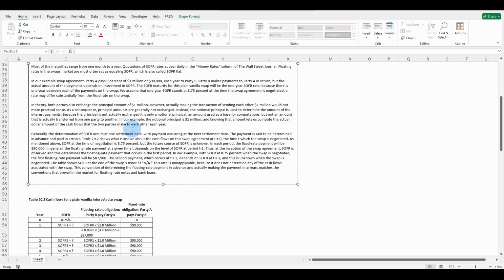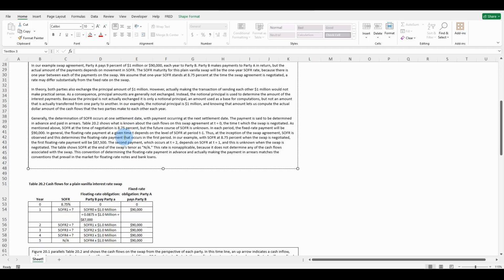In theory, both parties also exchange the principal amount of $1 million. However, actually making the transaction of sending each other $1 million would not make practical sense. As a consequence, principal amounts are generally not exchanged. Instead, the notional principal is used to determine the amount of the interest payments. Because principal is not actually exchanged, it is only a notional principal, an amount used as a base for computations, but not an amount that's actually transferred from one party to another. In our example, the notional principal is $1 million, and knowing that amount lets us compute the actual dollar amount of the cash flows that the two parties make to each other each year.